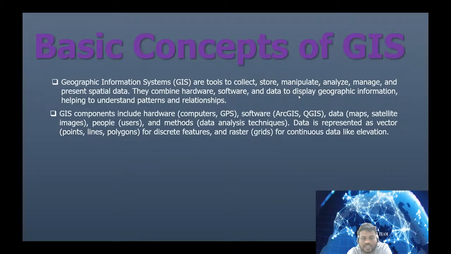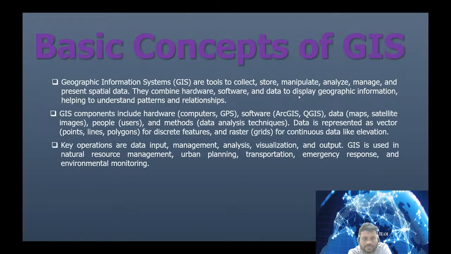Data is represented as vector, points, lines, and polygons for discrete features, and raster grids for continuous data like elevation. Key operations are data input, management, analysis, visualization, and output. GIS is used in natural resource management, urban planning, transportation, emergency response, and environmental monitoring.